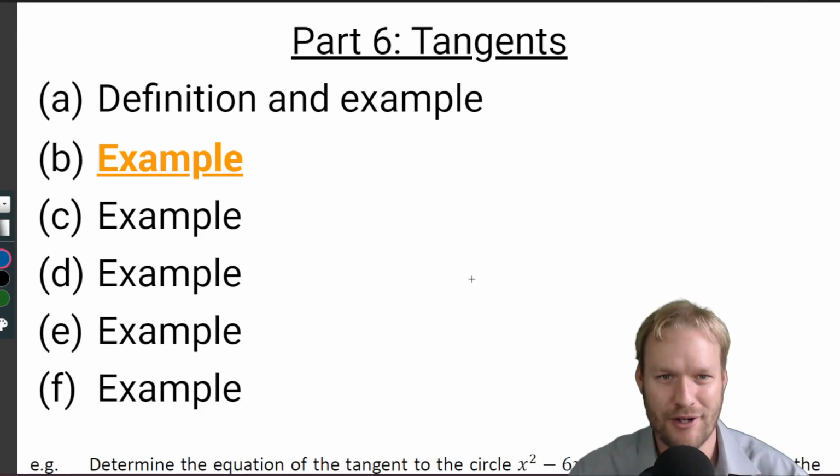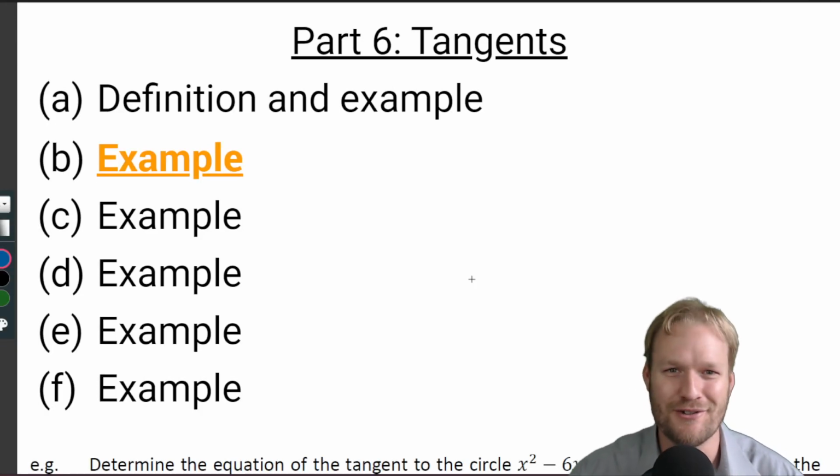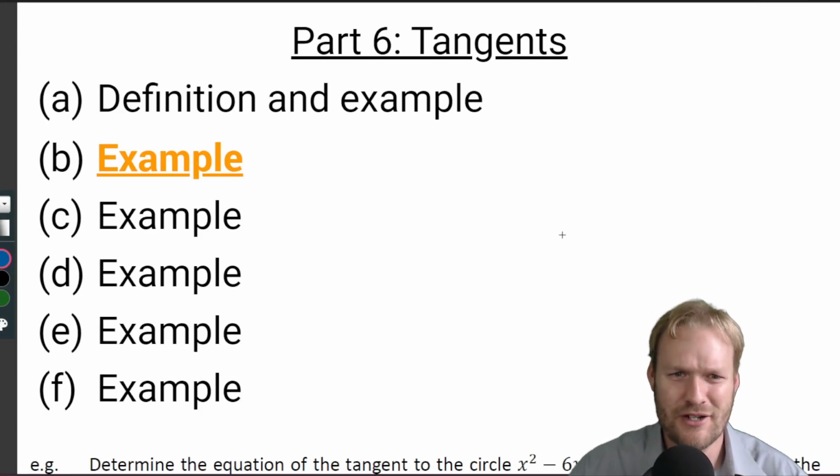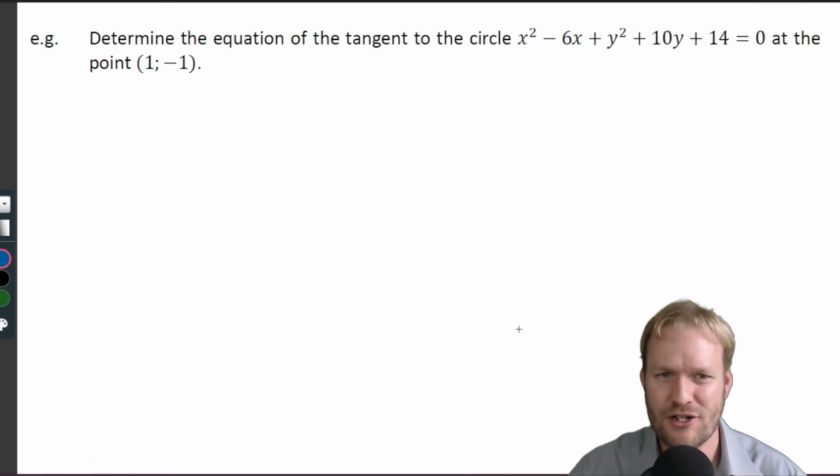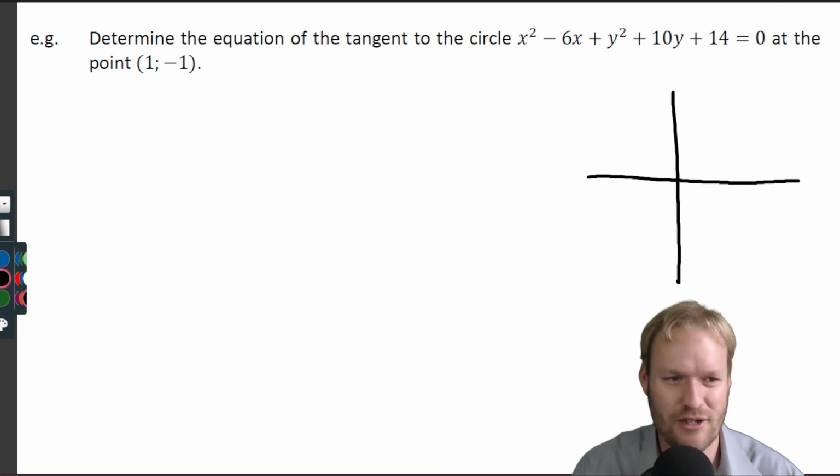Okay, welcome back. We're in part 6, the final section on analytical geometry, and we're enjoying some tangents in our second example. Let's dive straight in. Determine the equation of the tangent to the circle at that point. Now, of course, I've encouraged you, just a little sketch can be useful.